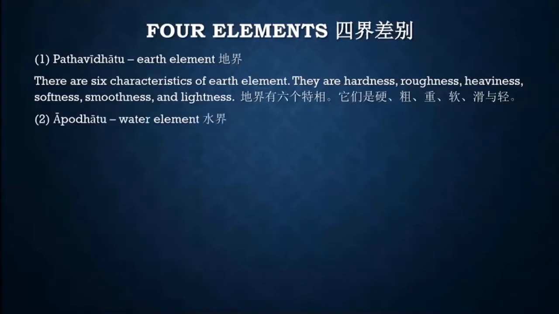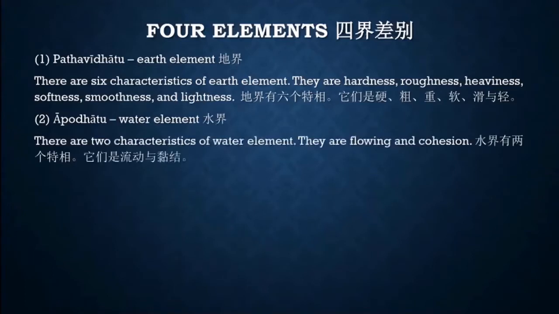Now next one, Apo Dhatu, water element. In the water element, there are two characteristics: flowing and cohesion. Flowing is the first element we have to discern. So we can discern flowing inside the mouth. Saliva flowing. If we are sweaty, we can also know the sweat flowing. Blood flowing in the blood vessel. This is also called flowing.